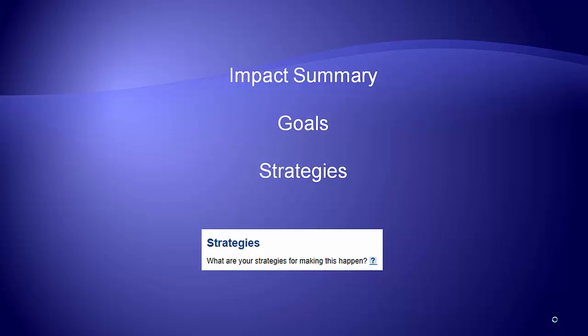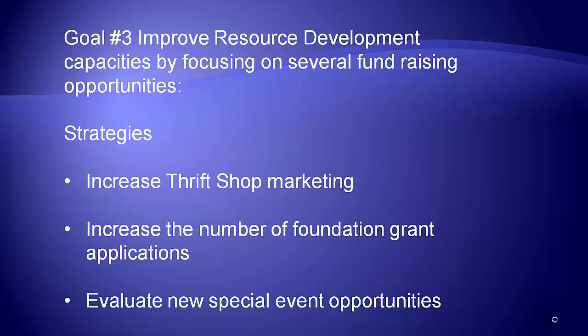In the next subsection, we report what strategies are being used to accomplish each goal. Make the statements very short and concise using bullet points. Let's take goal number 3 for Assistance League of Anywhere USA, which is to improve the resource development capacities by focusing on several fundraising opportunities.